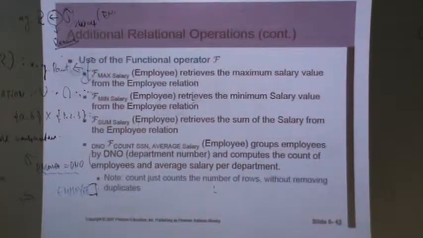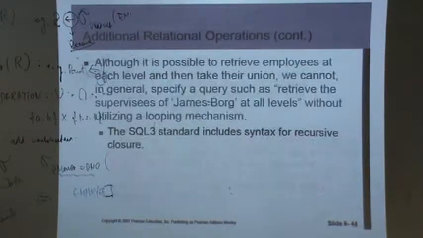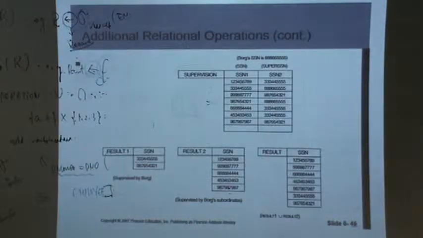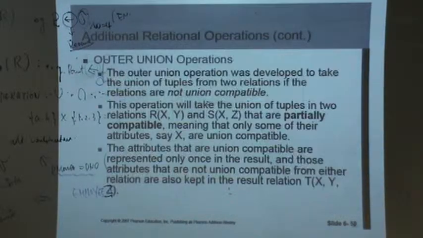Okay. So this is already the outer join. Yeah. So this is an example of the relational operation that we can use.